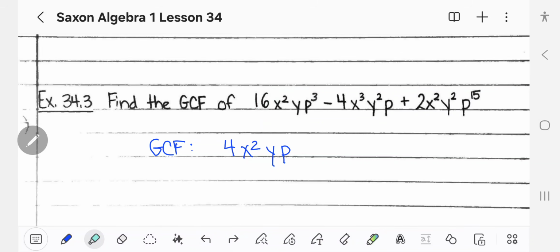So let's go back. Let's fix that. Did you catch that error before I did? 2 is a factor of 2. And since 2 is the largest thing that they all have in common, I should have put a 2 there. So the greatest common factor, excuse me, is 2x squared yp. And that's your greatest common factor for all 3 terms.